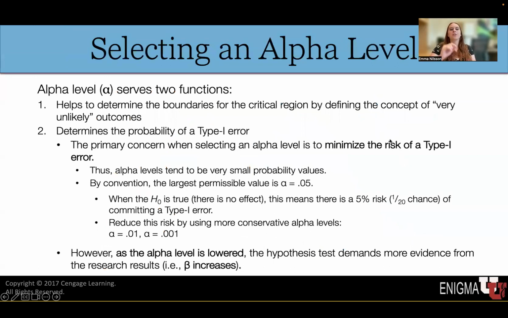This brings us back to why it is so important to select an appropriate alpha level when we're running a hypothesis test, because the alpha level is going to serve two functions. Number one, it's going to help us to determine the boundaries for our critical region by defining the concept of a very unlikely outcome. That is what we've talked about in the past lecture, right? But the new job of an alpha that we're talking about now is that it also helps determine the probability of a type 1 error.